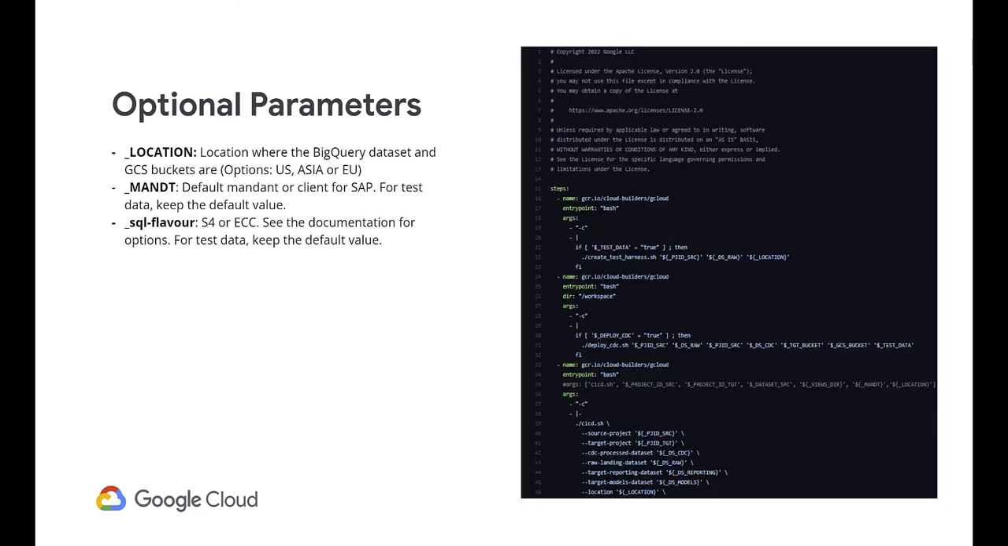There are some optional additional parameters that have some default values on. The beauty of having an open source repository is that you can go and check how these parameters are used under the hood if you're curious. For test data, you can leave these parameters the way they are.